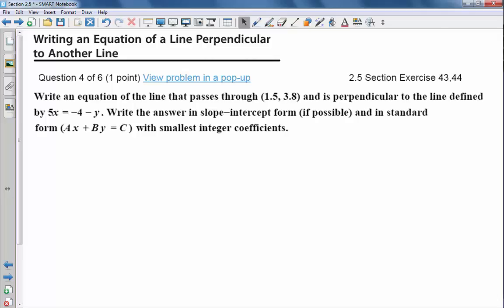Now we learned all about line equations: slope, intercept form, point slope form, and standard form.